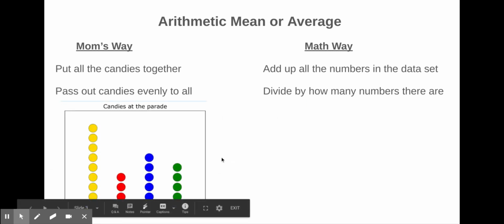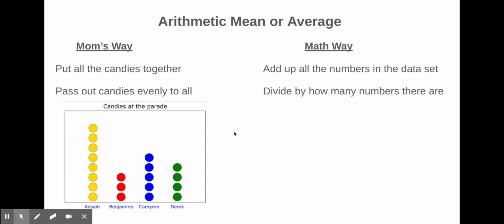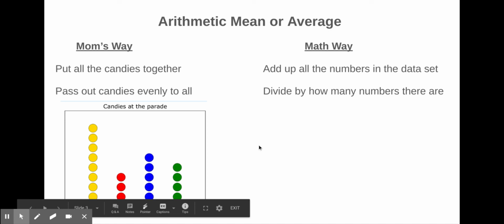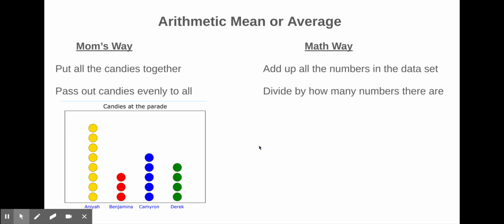So they took these numbers of candies at the parade, and you can see that Anaya has 8, and Benjamina has 3, so 8 plus 3 is 11, plus 5 for Cameron. So that's 16 plus another 4 for Derek, 20 candies collected in total. So that would be adding up all the numbers in the data set. There are 20 in total.